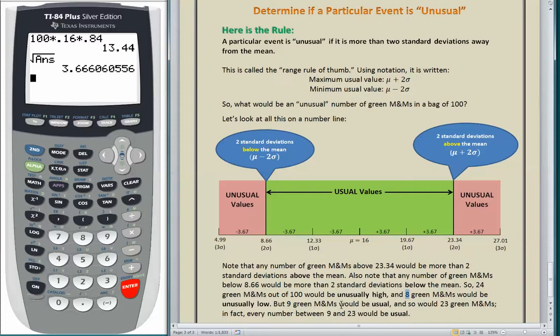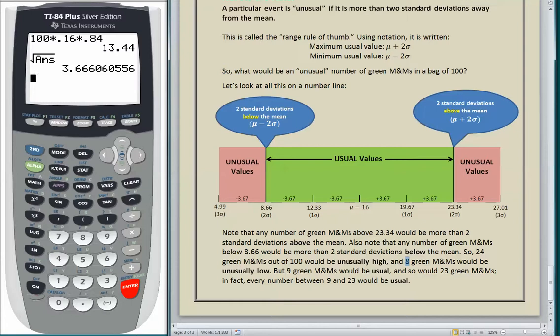But 9 green M&Ms, that would be over here. That would be usual. That would be in the green area. And so would 23 green M&Ms. That would be here. In fact, every number between 9 and 23 would be usual. And that's what we're talking about, is how many green M&Ms would you expect in a bag of 100? Anywhere from 9 to 23 would be usual. And that's the end of this presentation.